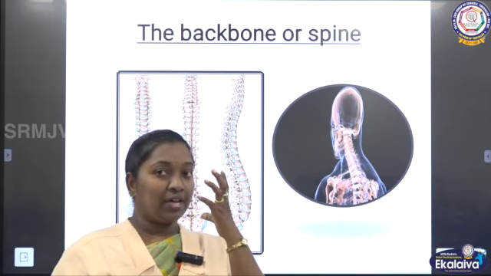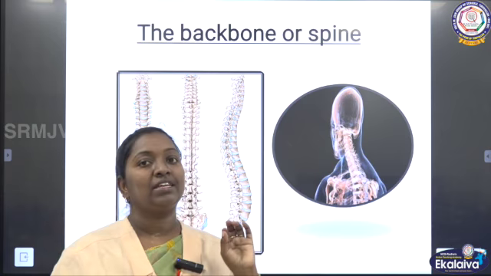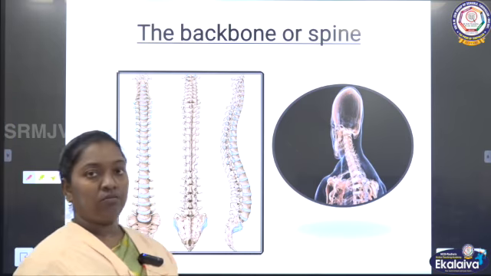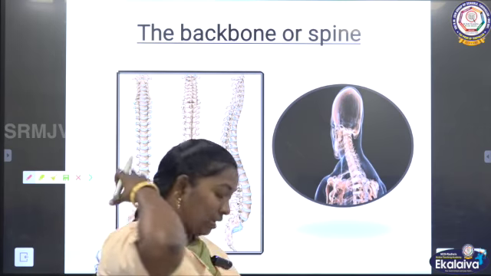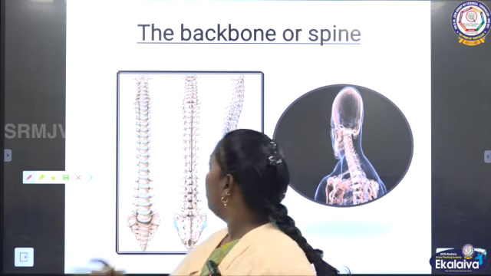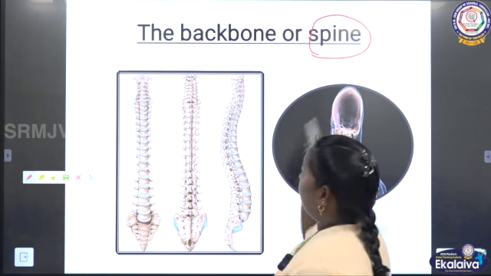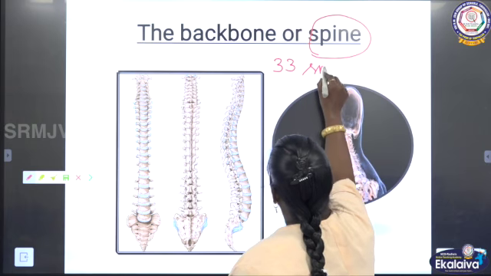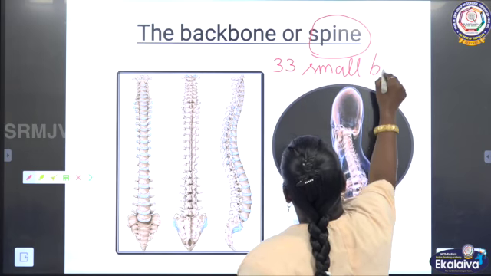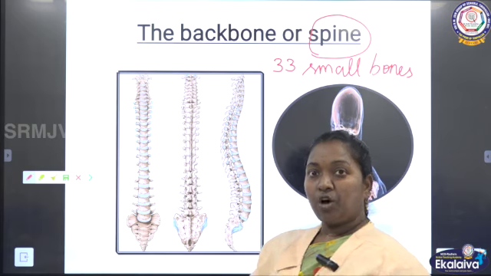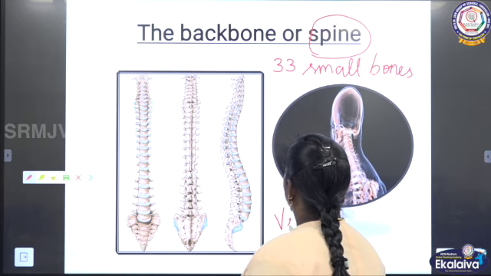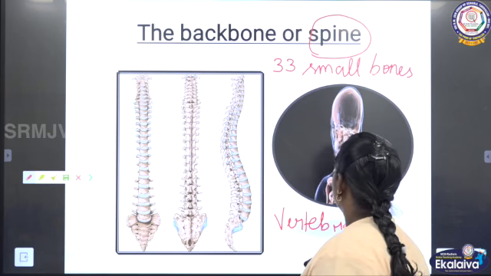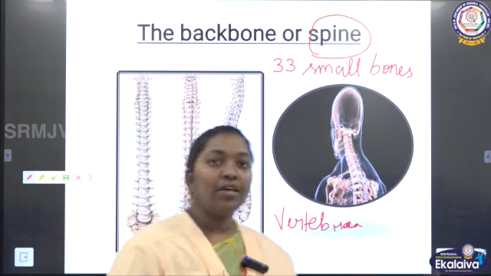So first we learned that the name of the bone protecting our brain is the skull. The next type of bone we are going to learn is the backbone. It is present at the back, behind our body. It is called the backbone, with another name, spine. It is completely made with 33 small bones. These small bones can also be called vertebrae. So, 33 small bones.